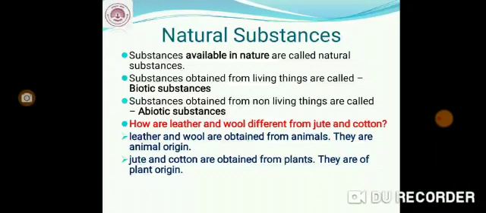So natural substances can be divided into biotic and abiotic substances. And further, the biotic substances, which are the living things, can be classified into animal and plant origin. Understood? We have a flow chart for this when we move ahead with the slides. So let's not get confused right now. When you see that flow chart, you'll get a clear picture of what I'm talking about. Let's move on to the next slide.